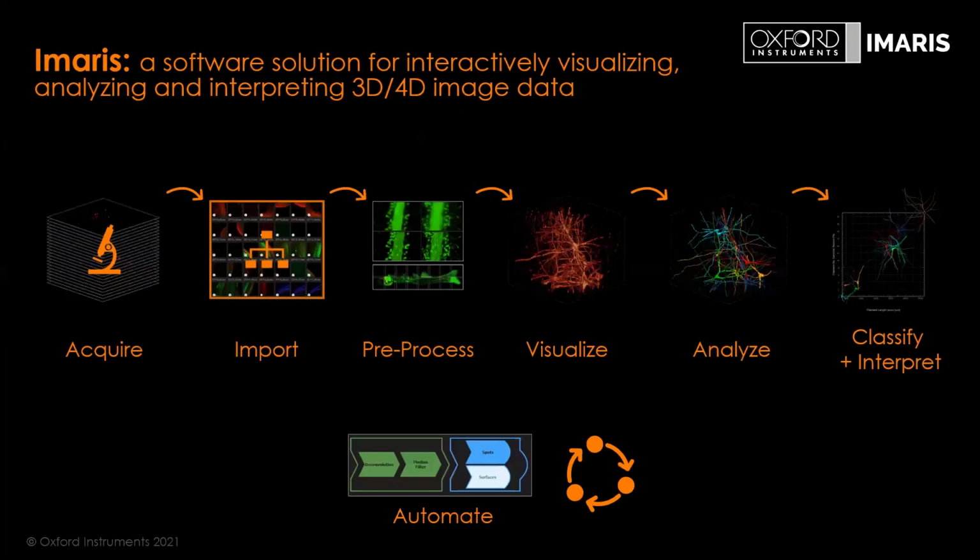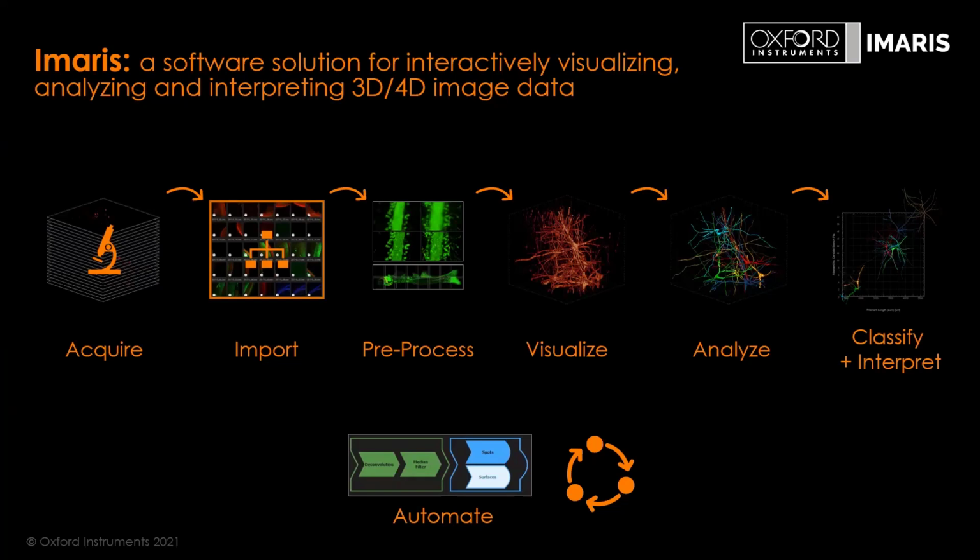IMARIS is a post-acquisition analysis software. Post-acquisition means that you first acquire your images with the microscopes you have available. This is the first step. And then you import the files into the IMARIS software. Pre-processing is an optional step. It's a cleanup step, just removal of artifacts, noise reduction. Your image may be already perfect and nice and awesome.